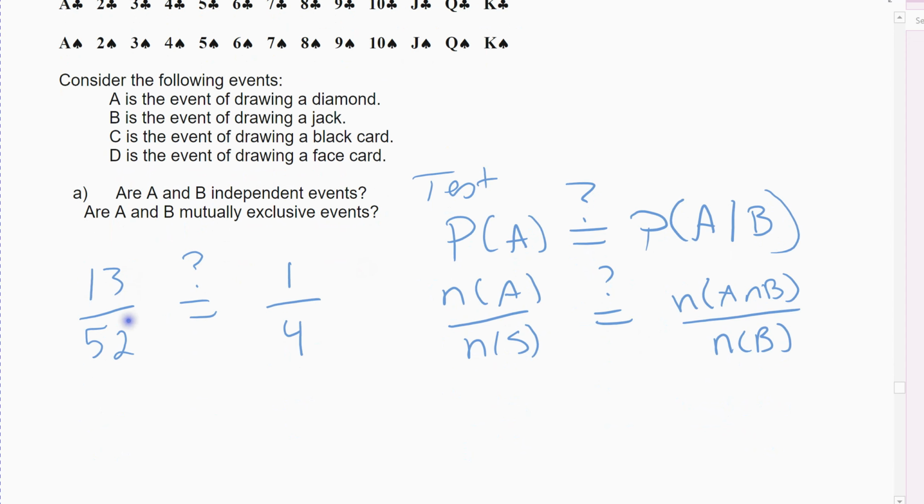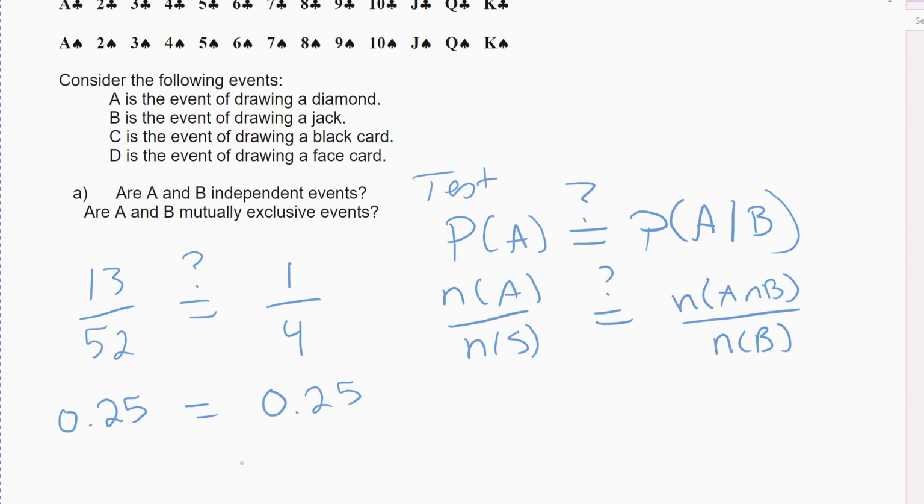So is 13 out of 52 the same probability as 1 out of 4? The numbers are different, but is the probability the same? And it is. If you divide this out, that comes out to 0.25. You divide 1 by 4, that also comes out to 0.25. So yes, there is a 25% chance of getting a diamond if I have the entire deck of cards. And there's also a 25% chance of getting a diamond if all I have is the 4 jacks.